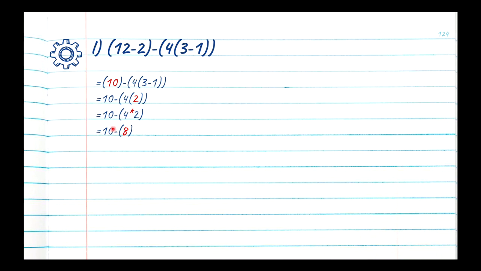So we have now a negative sign right next to a bracket, which means we need to expand. So it's negative 1 times positive 8. A negative times a positive will result in a negative, and 1 times 8 is equal to 8. So now we have 10 minus 8. 10 minus 8 is equal to 2, giving us a final answer of 2.